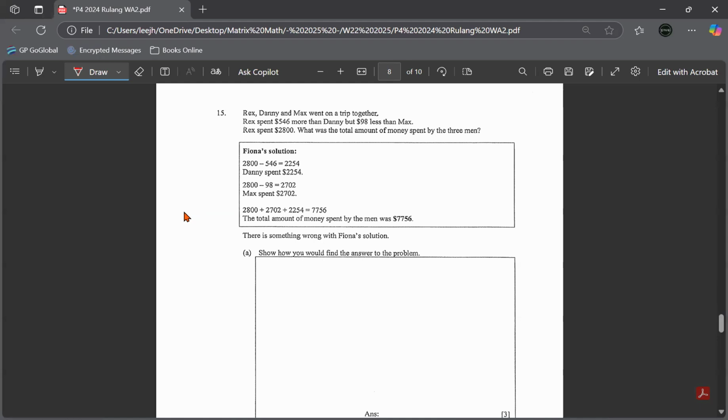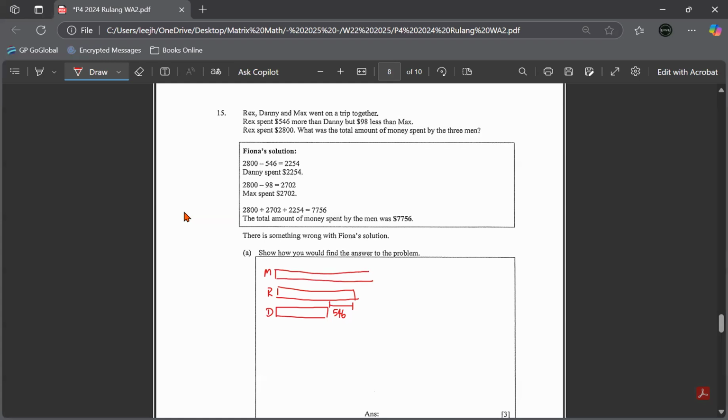Okay. So it says that okay, these three people went on a trip. Rex spent 546 more than Danny, but 98 less than Max. So we have to start with Rex first. Rex 546 more than Danny. So I'm going to draw Rex and Danny. Rex spent more than Danny. Difference of 546. So this is 546. But Rex spent 98 less than Max. So Max is here. So that means Max spent $98 more than Rex.